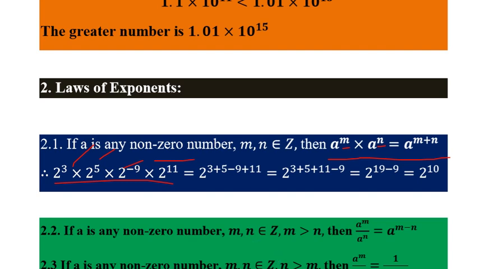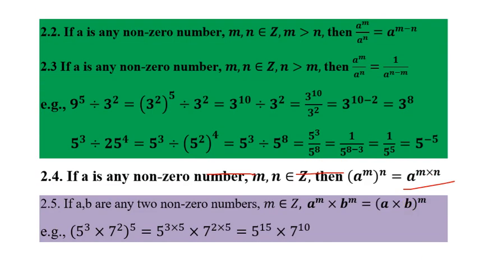So what will we do? We know we have to add for multiplication. So see, 2 to the power 3 plus 5 minus 9 plus 11. Then we have to simplify. First we have to add, because we know the rule, 3 plus 5 plus 11 minus 9. Then 2 to the power 19 minus 9. The answer will be 2 to the power 10. So for simplification you need these rules. Remember this.